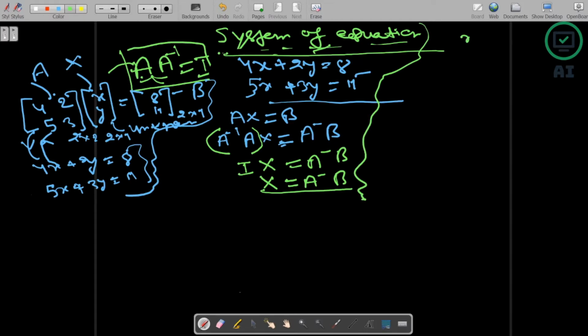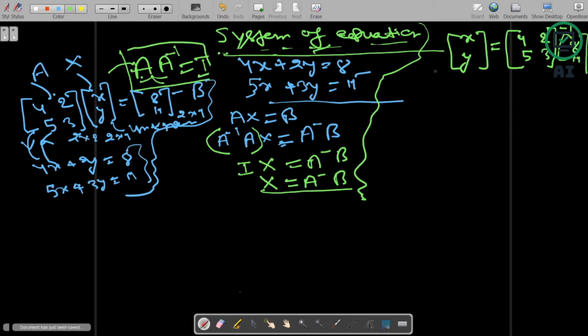So X is nothing but x and y. A inverse is [4, 2; 5, 3] inverse, and B is nothing but [8; 11]. So let's solve this. First of all, we have to solve this one, A inverse.